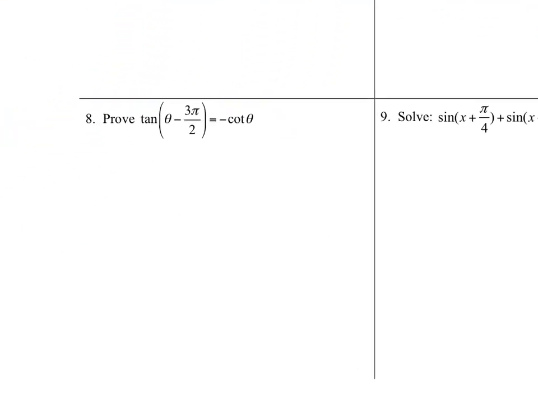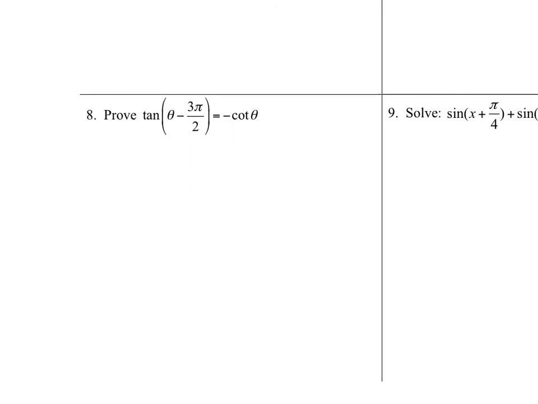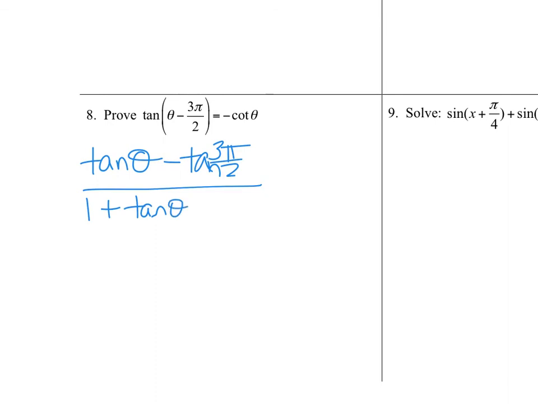All right, 2 more. Oh, this one's really fun. Let's do it. Here we go. We're going to prove that the tangent of theta minus 3 pi over 2 is equal to negative cotangent. All right, so let's use our tangent formula. It's tangent of theta minus tangent of 3 pi over 2, over 1 plus tangent theta times the tangent of 3 pi over 2. You might memorize this. I'll give you this one because you guys have a lot to memorize.